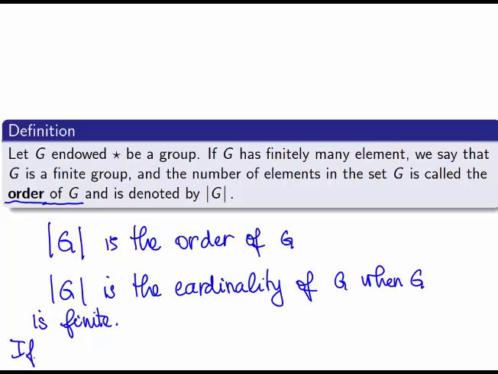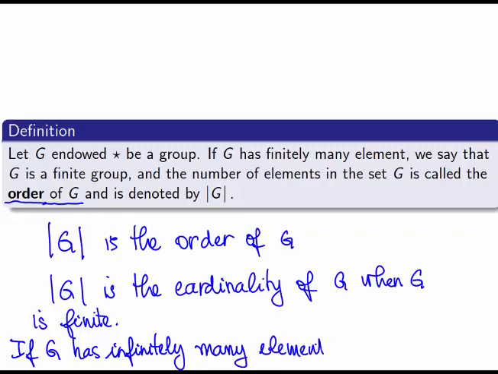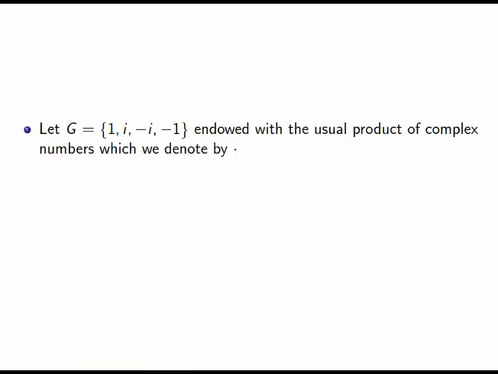If G has infinitely many elements, we will simply write that the order of G is infinite. So for instance, if you take this group here containing 1, i, negative 1, and negative i, endowed with the usual product of complex numbers, which we denote by star, then the order of G is 4, right? Because you have 1, 2, 3, 4 elements in the set.